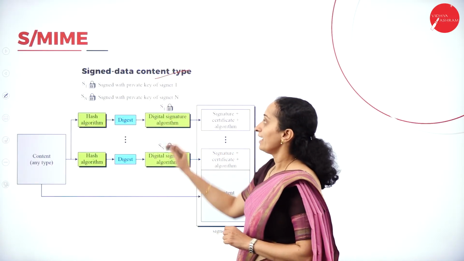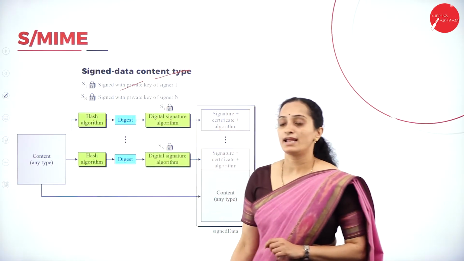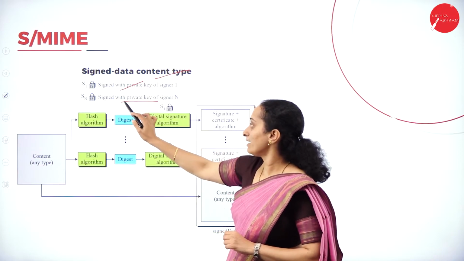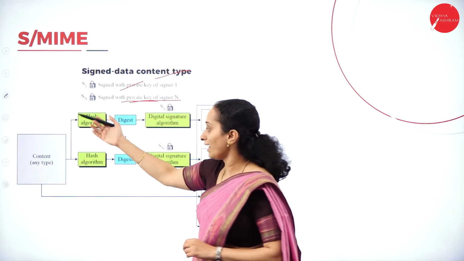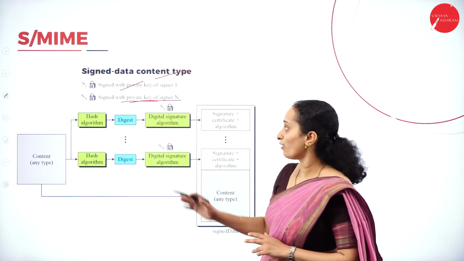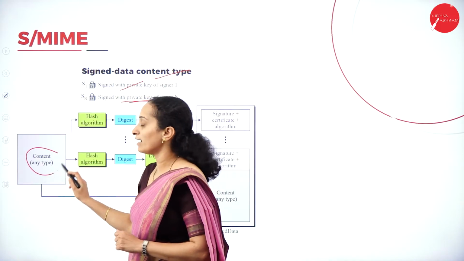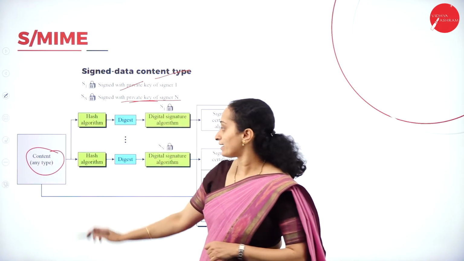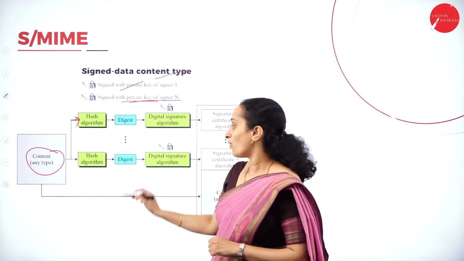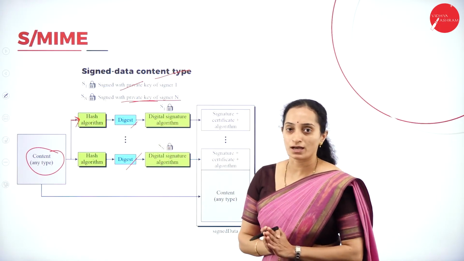Okay, here we have a signed data content type of MIME. We have a signed with private key of signer 1, and we have another that is signed with private key of the signer n. If you take the signer as n, and we have the format of the MIME with signed data content type. Here we have the content, any type of content you can take. So this will be applied to hash algorithm. Whenever you apply hash algorithm, what you get is the message digest. So we get message digest in both the steps.